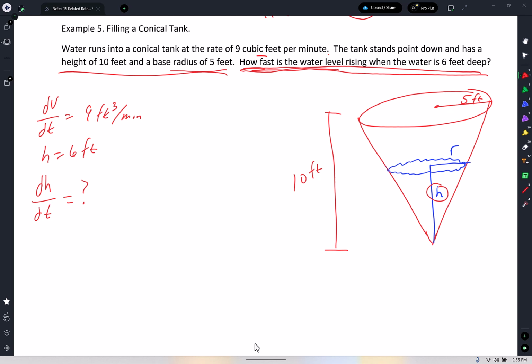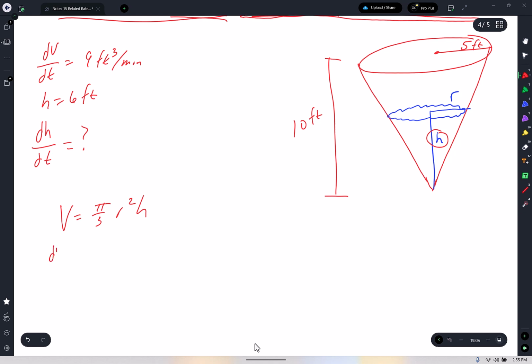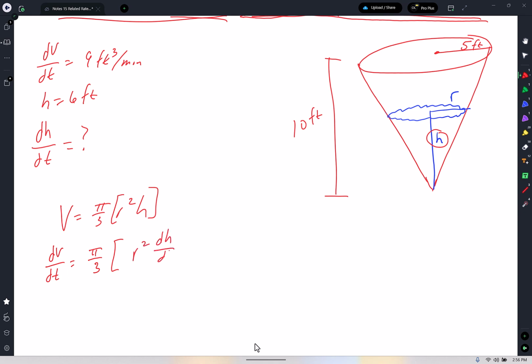Here we go, guys. Volume: pi over 3 R squared H. I'm going to take a derivative, dV/dt. You can pair it with the R squared, but I just like to factor it out because it makes life a little easier when you're doing calculations. First times derivative of the second plus second times derivative of the first. You can distribute the pi over 3 if you want, but trust me, when we're plugging stuff in, it makes life easier like this.